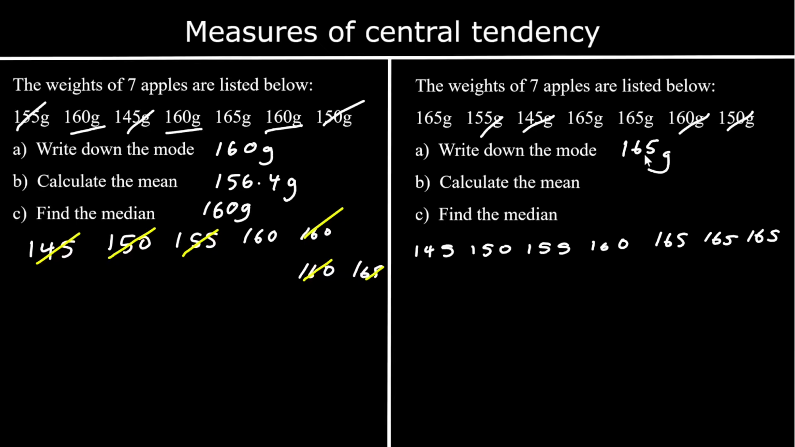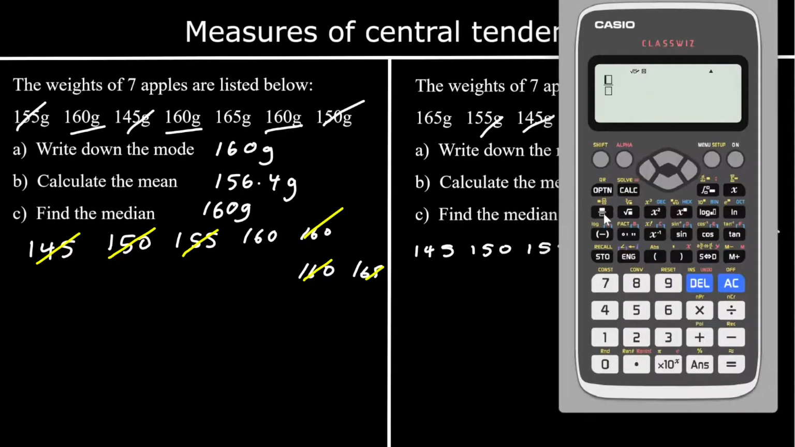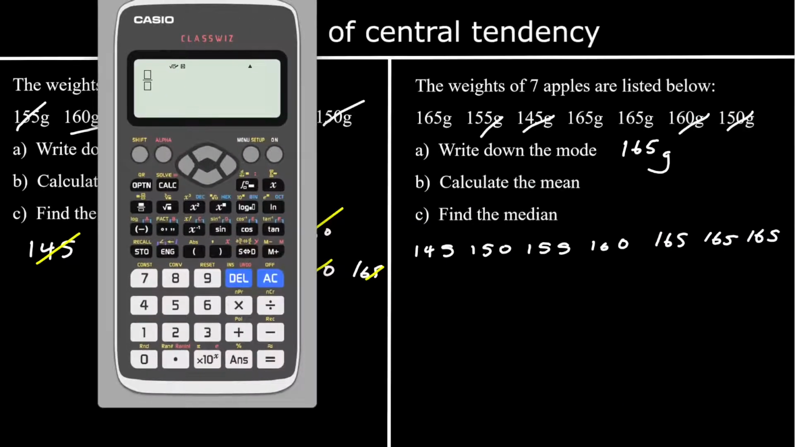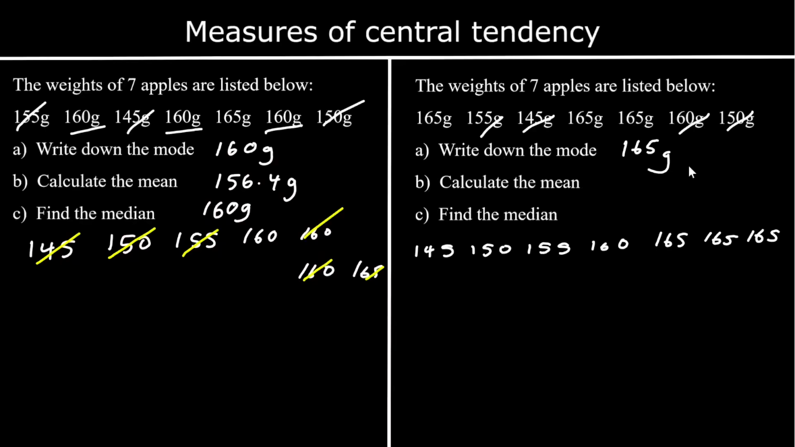The mean, we're going to add them all up and divide by how many again? So we've got 145, 150, 155, 160, and 3 165s, divided by 7, 157.9. And the median, the middle number, cross off 3 on both sides, 160 grams.